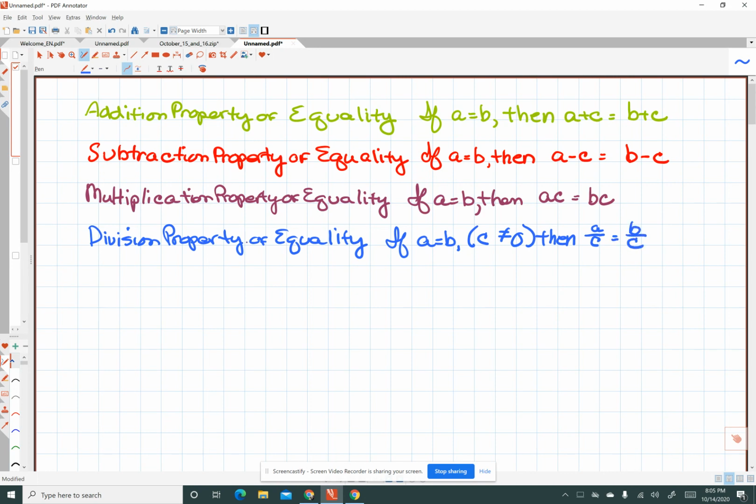So let's read that again. The division property of equality, if A equals B and C does not equal 0, then A divided by C equals B divided by C. Remember, we cannot have a 0 denominator. We haven't talked a lot about that yet. We've talked about it a little bit, but we will talk about it some more. And finally, today I want to review the distributive property. Let's get a new color for that.